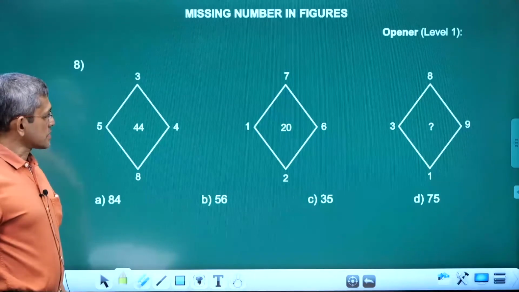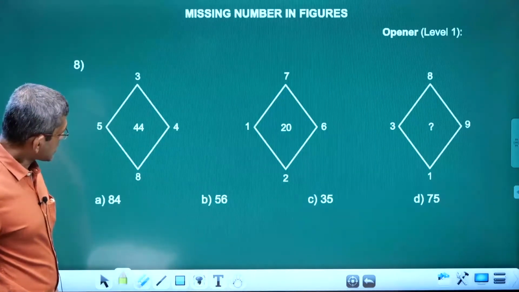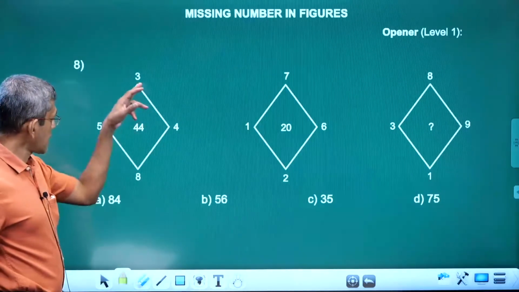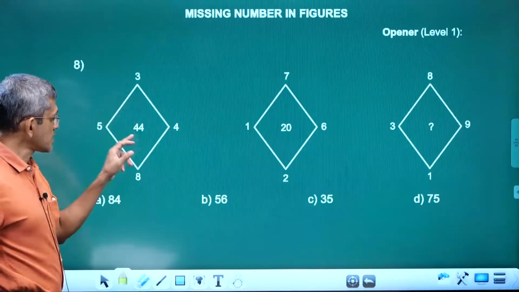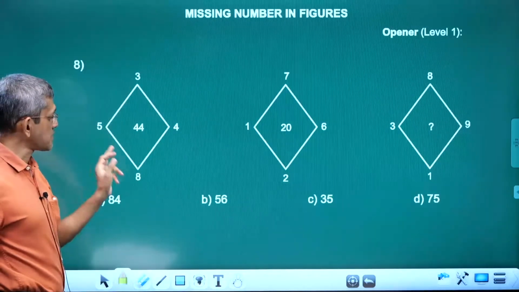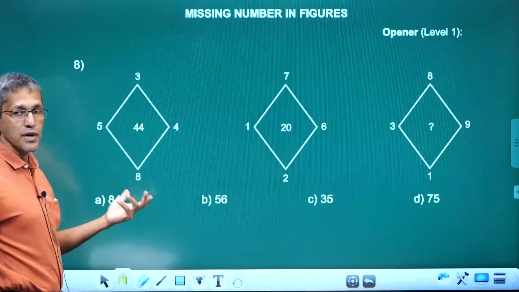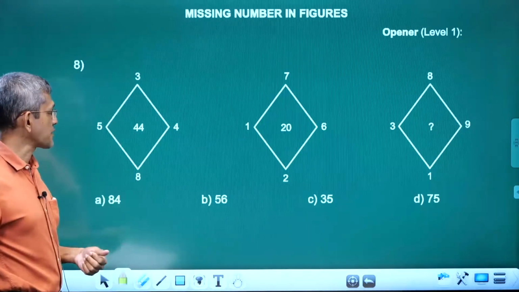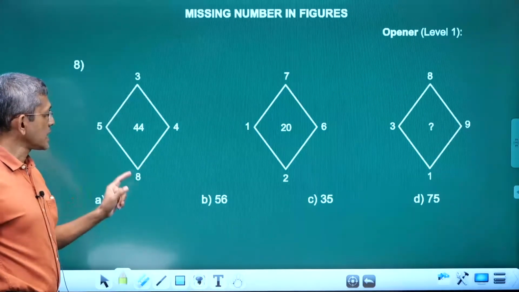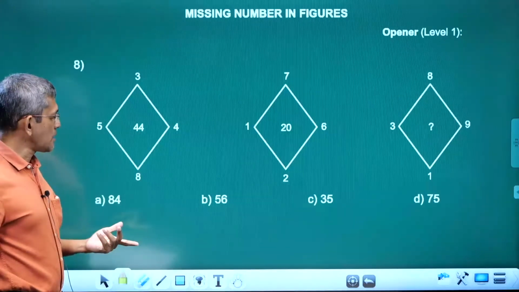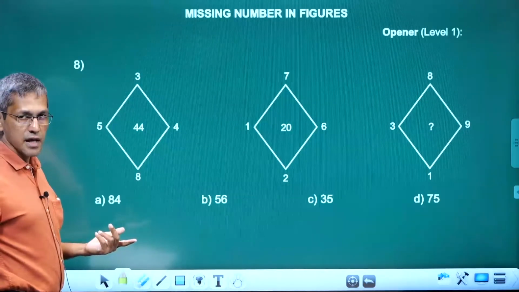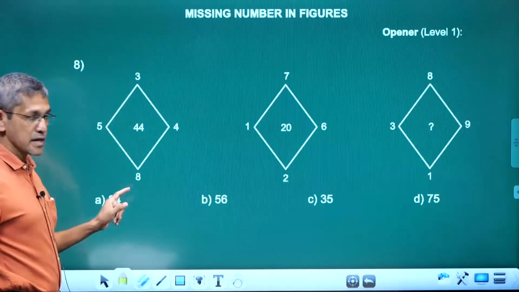Next one. Well, it is not exactly a rhombus. We can call it a diamond. So we have 4 numbers around this diamond, and we have 1 number in the middle. So 5 numbers. Those 5 numbers are connected one way or the other. So what kind of pattern do we have here? 3, 5, 8, and 4. Well, I'm pretty sure at a glance you must have got the answer. You might have seen the pattern right here.